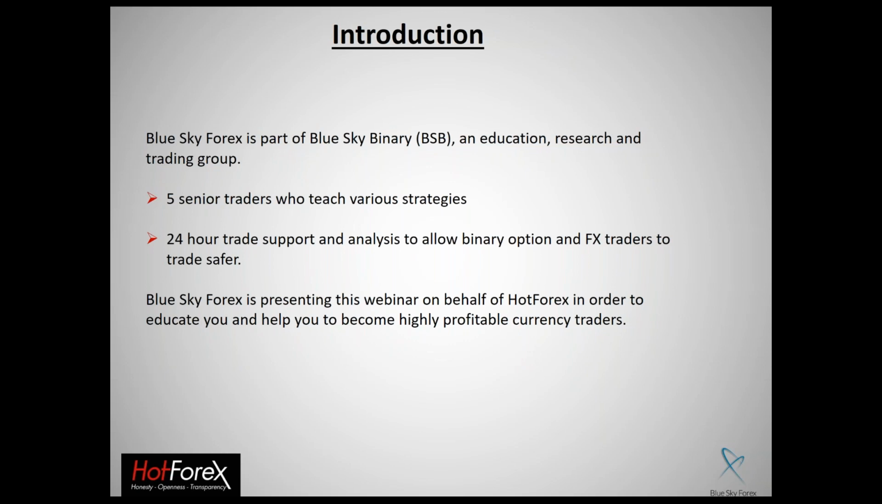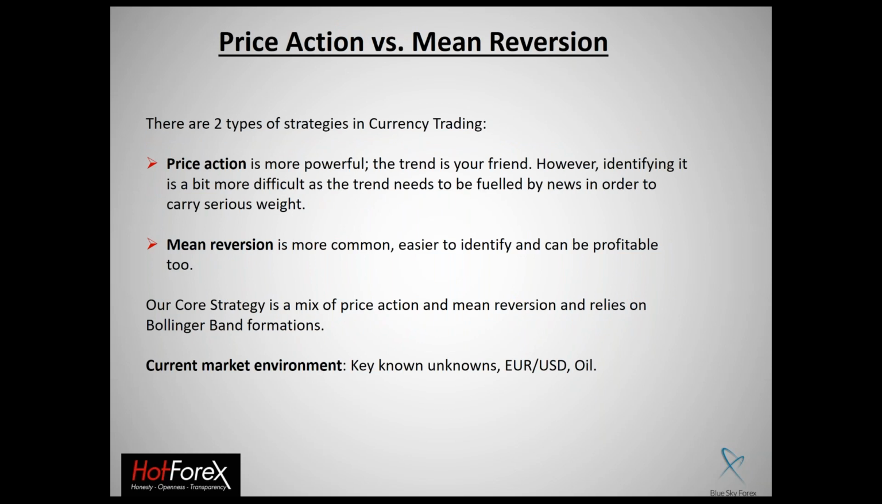So now, two market types that you will encounter during your daily trading. First is price action, aka a trending market, and the second is mean reversion, aka a ranging market. Now the price action or the trending market is commonly more powerful because the significant price movement is driven by significant news.